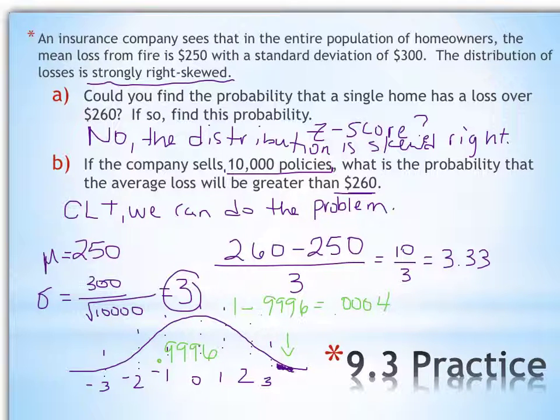So if I were to write this in a sentence, the probability, if the company sells 10,000 policies, that the average loss from a fire would be greater than $260 would be 0.04%. That is my final answer.